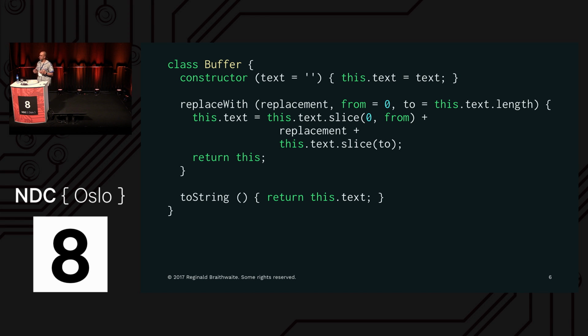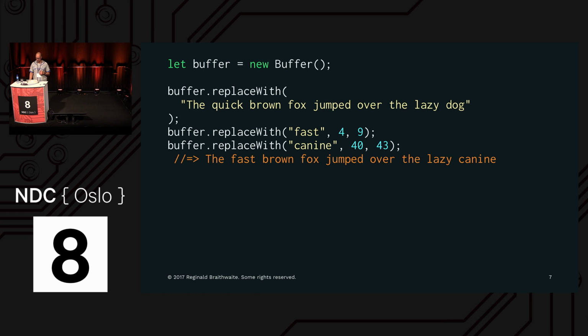We've encapsulated some sort of data, which looks like a string, with some methods. And this is the type of thing that we might use when working with our buffer. We make a new buffer. We give it some content. Of course, we could have a constructor that takes content and so on. Not important for this example. And we have an ability to replace sections of the buffer with something new.